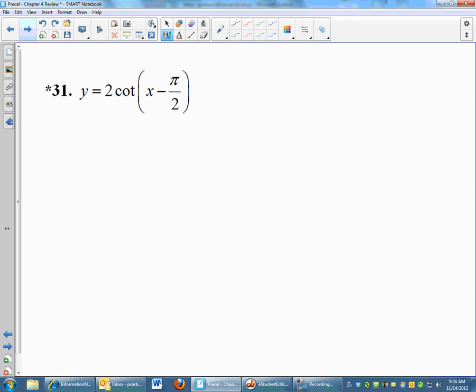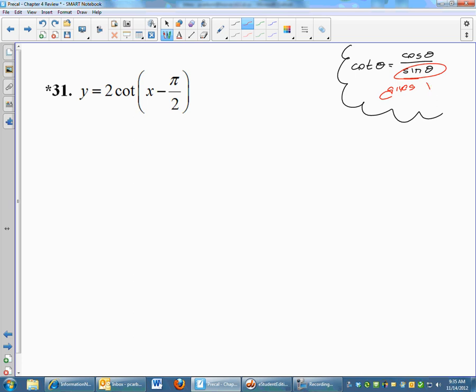Okay, so we have cotangent, and then I think the next one is a tangent graph. Yeah, tangent of 2x. All right, so 2 cotangent of x minus pi over 2. Now, when I'm doing cotangent, in my mind, I'm thinking, all right, cotangent of something is the same as cosine over sine. And you do need to know that cosine over sine is your cotangent, and the one on bottom is the one I'm concerned with. That's the one that's going to give me vertical asymptotes.